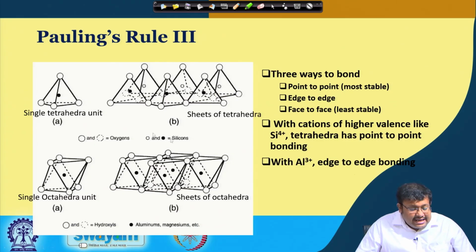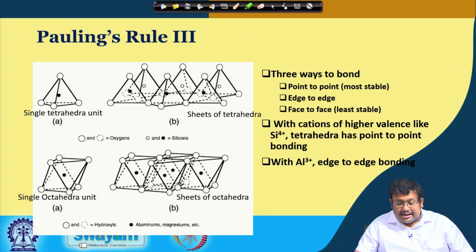If you look at this picture, you can see a single tetrahedral unit where the silica is surrounded by 4 oxygen anions, and these sheets of tetrahedra are formed by sharing. There are 3 ways they can bond together. One is point to point, which is the most stable, another is edge to edge, and the third is face to face. As you can see here, the sheets of tetrahedra are linked together by point to point bonding.